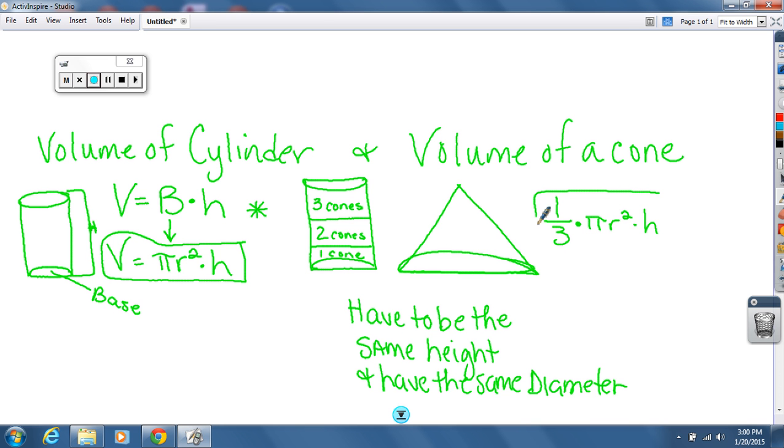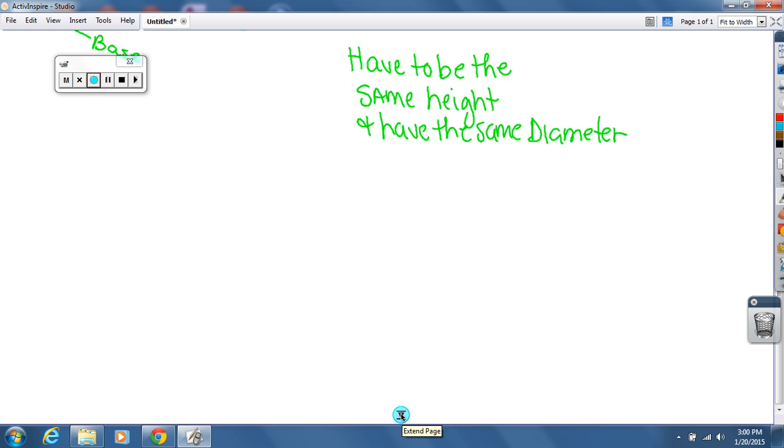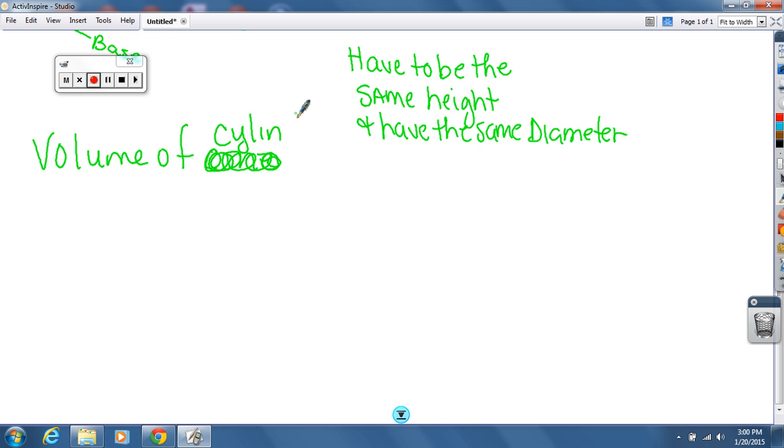Okay, so let's do some examples. Alright, so you got that. So I can do an example. So let's do an example of a volume of a cone. And, sorry, I didn't mean cone. I'd rather do cylinder first. Cylinder, let's do cylinder first.